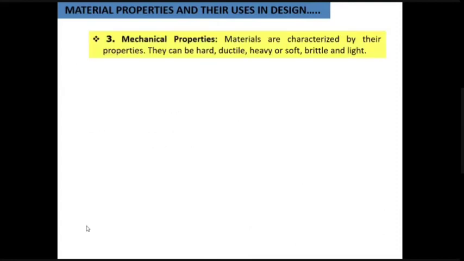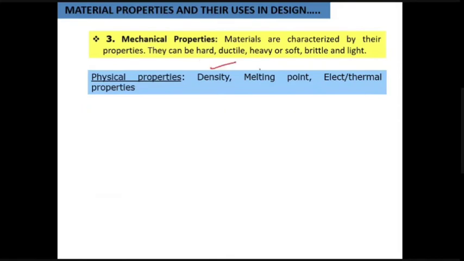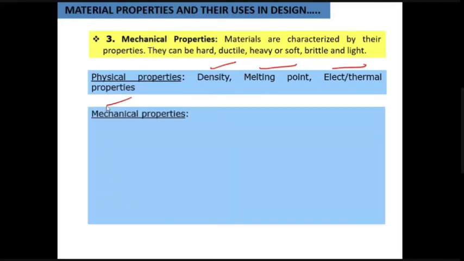Okay. Next is mechanical properties. Obviously, materials are characterized by their mechanical properties: hard, ductile, heavy, soft, brittle. I will not go into the detail, I will just revise. What are the physical properties? Physical properties means density, melting point, electrical and thermal properties. These are the physical properties you have to look for.